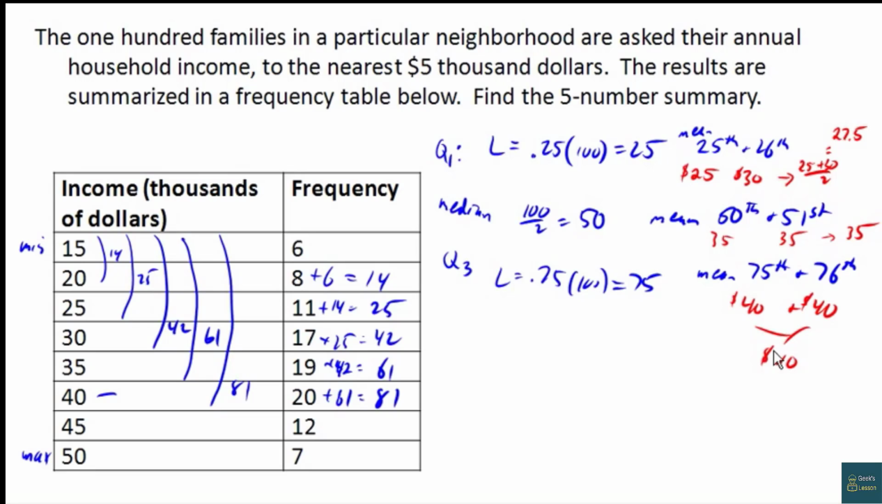So let's go ahead and write our five-number summary now. Our minimum is 15,000. Our quartile 1 value was 27.5 thousand. Our median was 35,000. Quartile 3 was 40,000, and our maximum was 50,000. And so there is the 5-number summary for this income data.